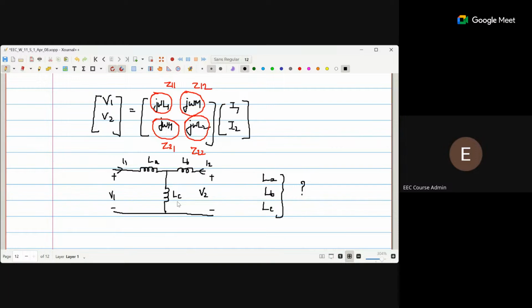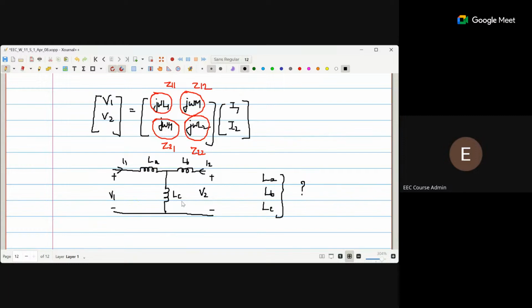The fundamental idea is, just now we had come to the point where the Z parameters of the transformer are: Z11 is j omega L1, Z12 is j omega M, which is equal to Z21, and Z22 is j omega L2. So this T network, which is an alternate way of representing the transformer, will also have the same Z parameters. So find out the Z parameters of this T network and equate them to these values, so that you will get the values of LA, LB and LC.